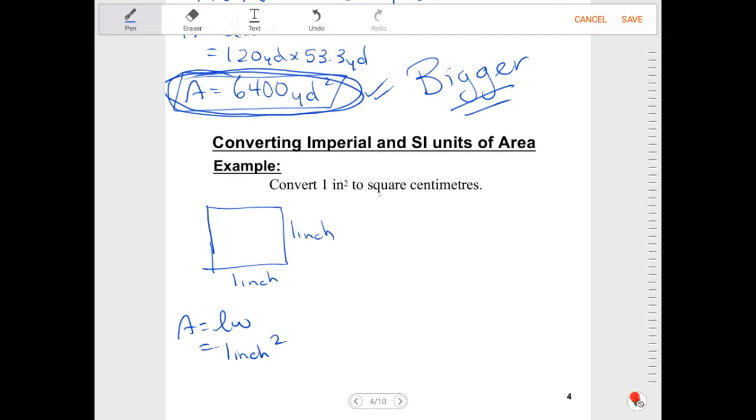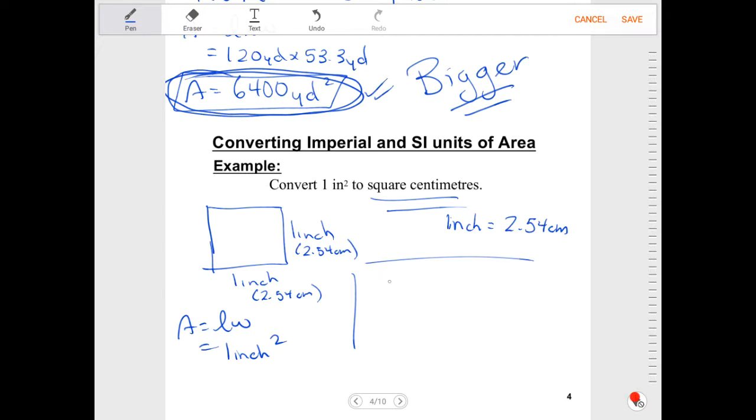Anyway, but they want this in centimeters squared. So I'm simply going to figure out how many centimeters there are in an inch. If you look on your sheet towards the middle left, a little bit below middle, it tells us that 1 inch is equal to 2.54 centimeters. So really, this is 2.54 centimeters. And this is 2.54 centimeters.